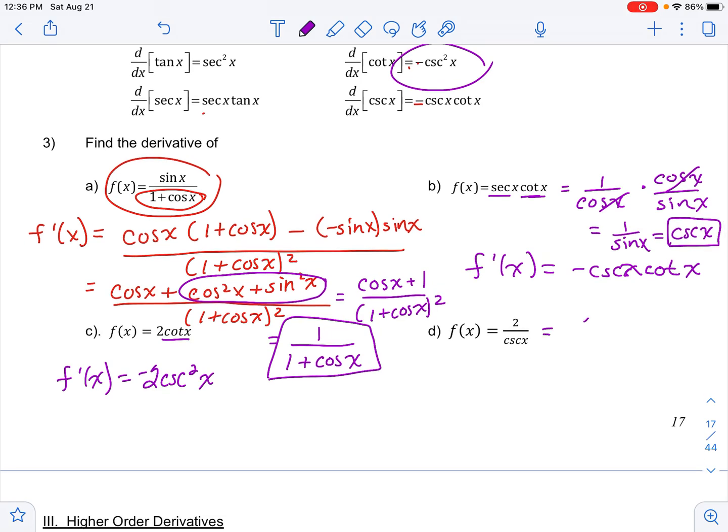Letter D, same thing. I would rewrite this as 2 sine of x first, then it's much easier to take the derivative. So what's the derivative of sine? It's just going to be cosine, and we just leave that constant multiple in the front.